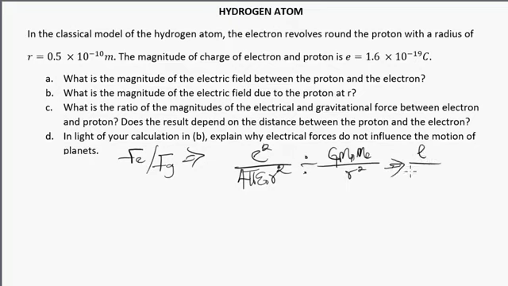E squared over 4 pi E naught R squared, then times R squared over G times mass of proton times mass of electron. Alright, now notice I have R squared here and I have R squared here. I can go ahead and cancel this, right?